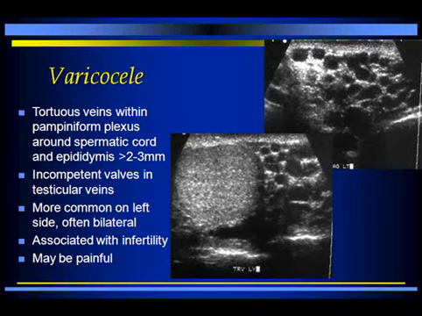They may be associated with incompetent valves, which allow the blood to come back down. They're more common on the left side than the right side. This may be because of the nutcracker effect of the SMA on the left renal vein and the fact that the left gonadal vein empties into the left renal vein.